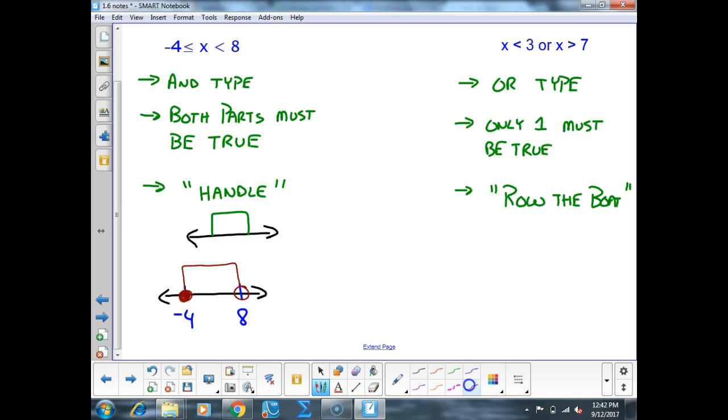So this one is going to look like a rowboat. What was that? Row the boat. So in this particular example, we would have 3 and 7, and then we would be open here and going that way, and open here and going that way.